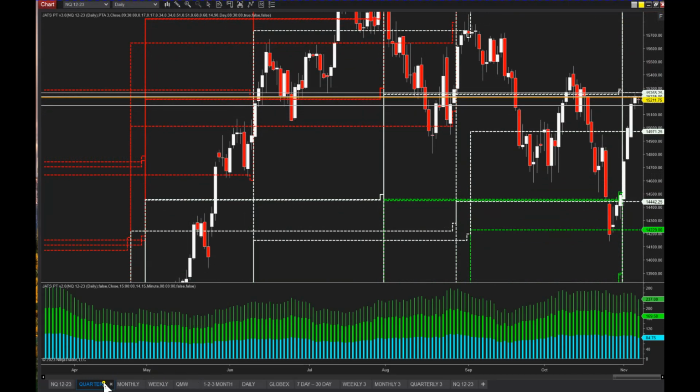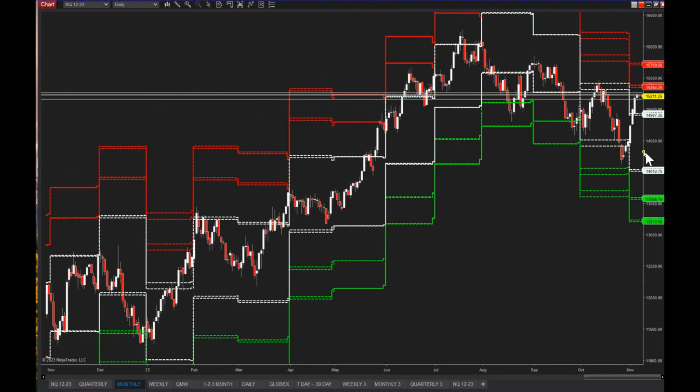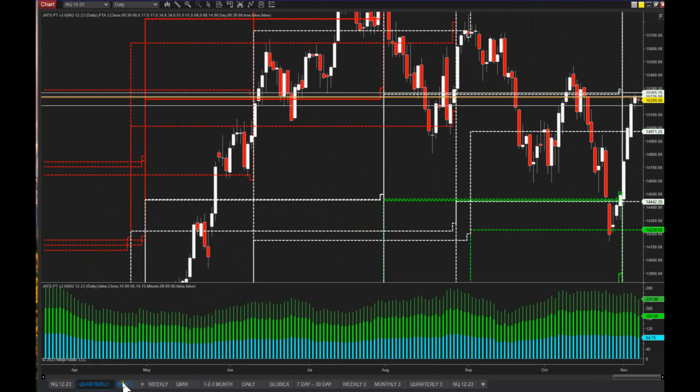So here's the monthly, and you can see we're already trading above the monthly one, trying to get to the monthly two, and a double top for that spike in October. If we do fail here, it will be because of that quarterly one rejecting right there, and that's at 15,265.